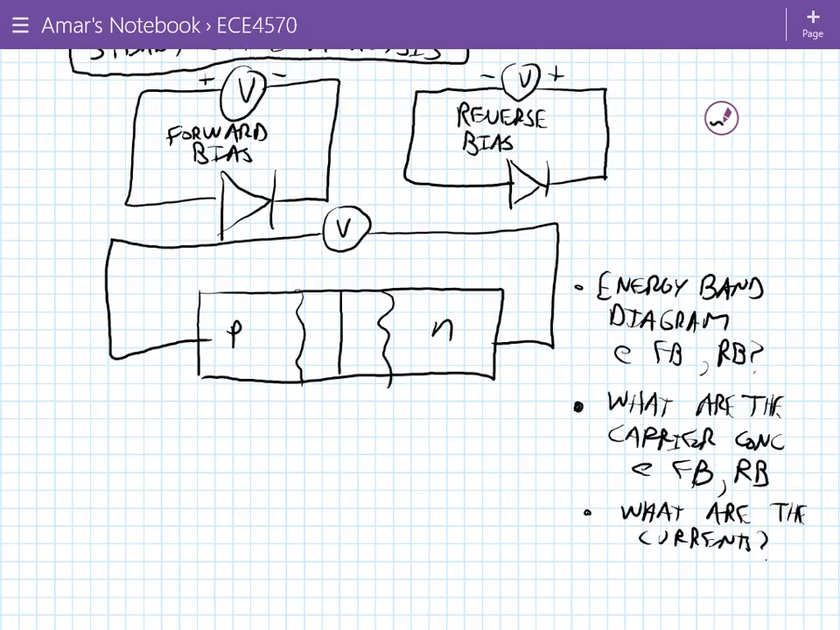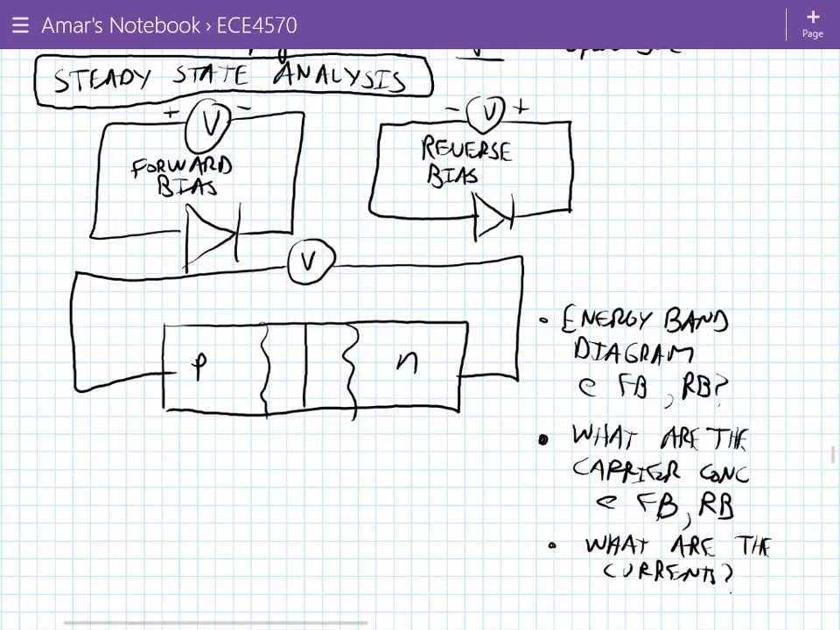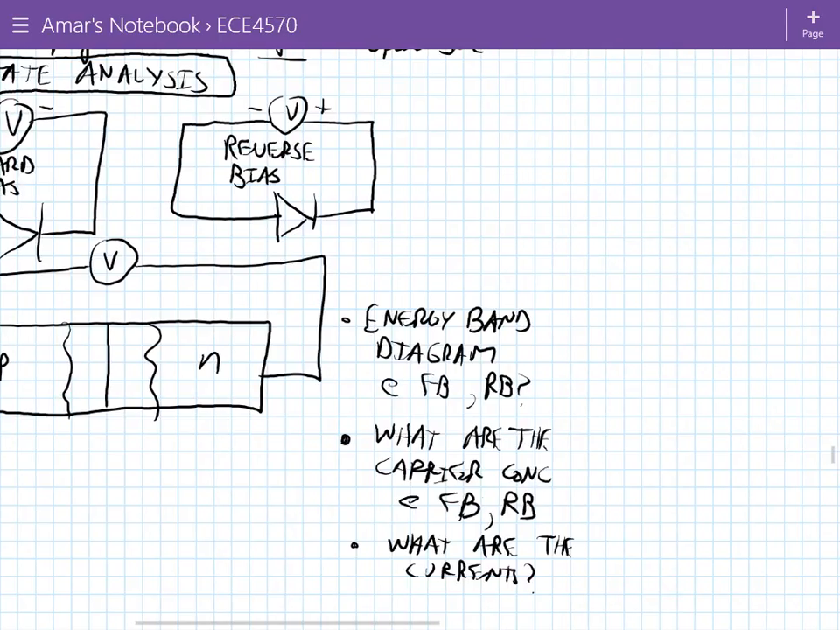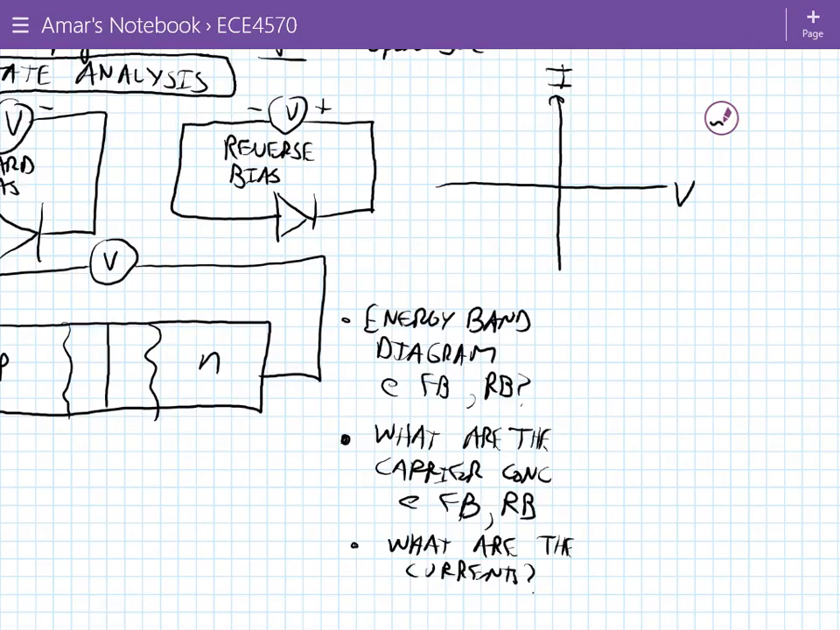Okay, so that's what we want to do. We want to really understand the physics of the diode at forward and reverse bias. Another thing I want to know: does anyone remember, we've looked at this before, the relationship for a diode, the voltage and the current? What is the voltage-current relationship in the forward bias?